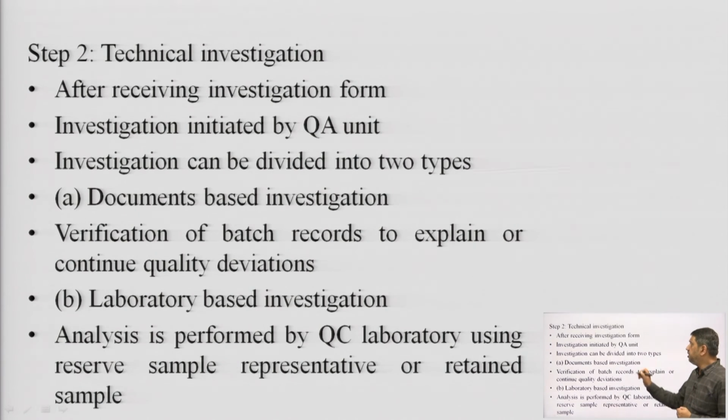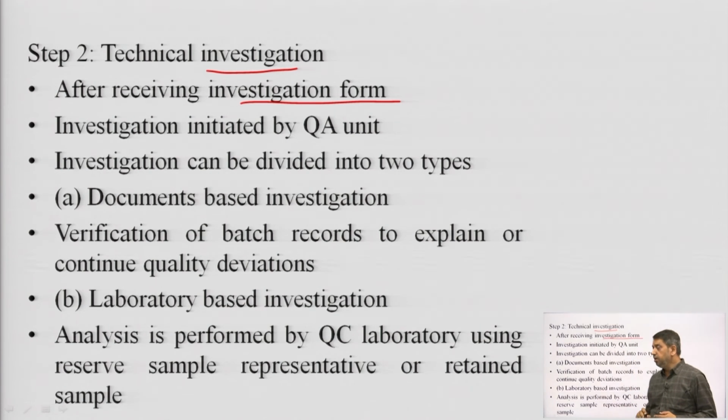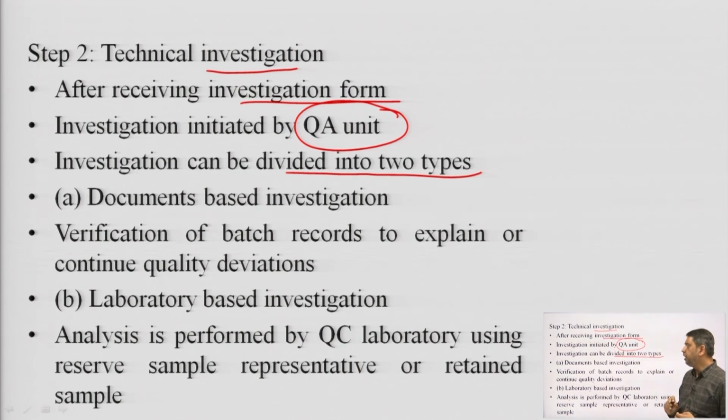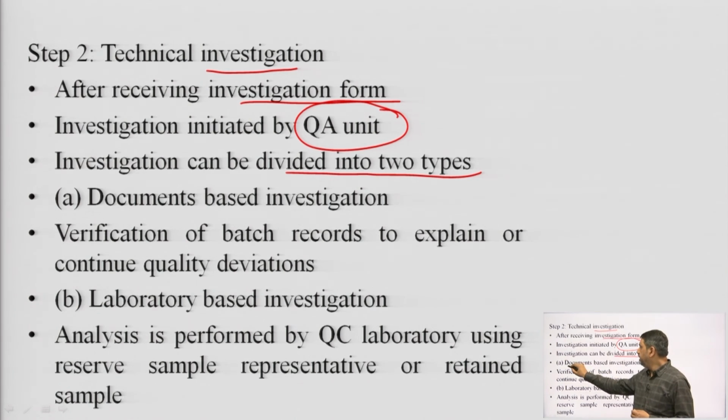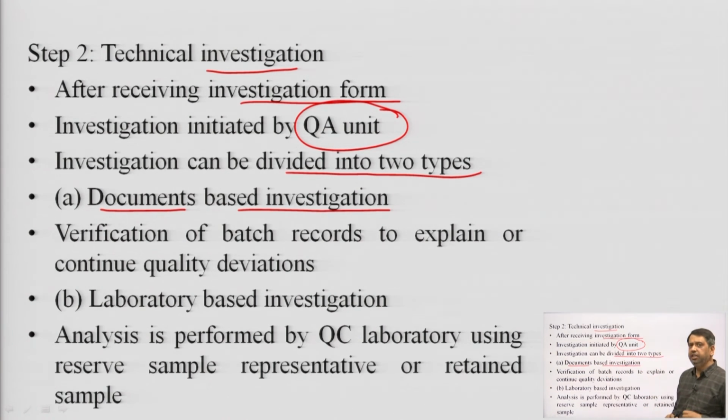Now, in step 2 there is a technical investigation, and after receiving this investigation form, the investigation is initiated by the quality assurance unit, and this investigation can be divided into two types. The first thing is the document based investigation. In this type of investigation, we verify the batch on the basis of the records that are available in the pharmaceutical industry, for example, the batch product record. These records explain the procedure that we adopted during the manufacturing, and this record may also help in the investigation.